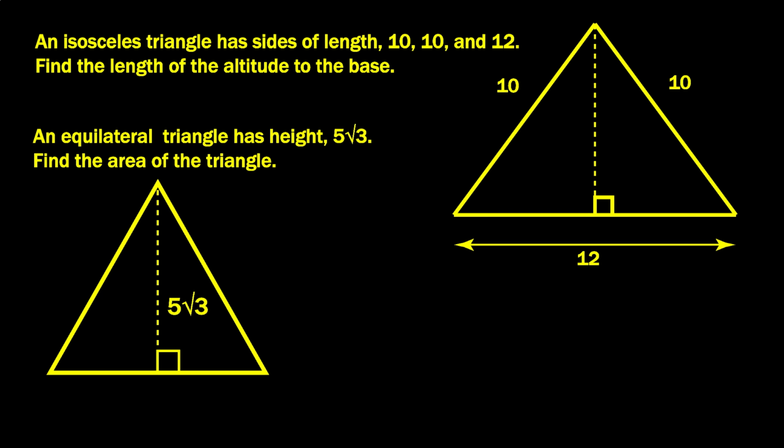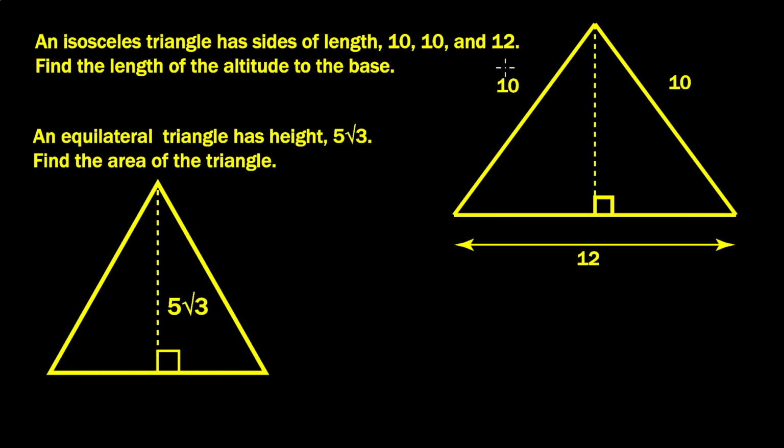In this video, we will be doing two word problems involving right triangles, and those right triangles are part of more complicated figures. So first here, an isosceles triangle has sides of length 10, 10, and 12. Find the length of the altitude to the base.